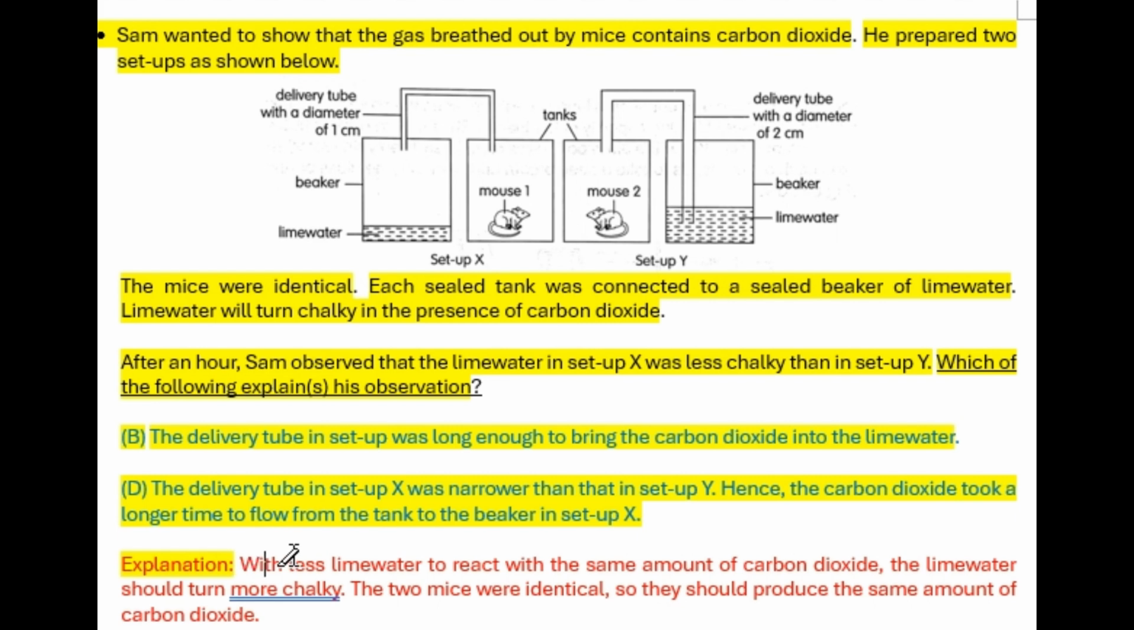Explanation: with less lime water to react with the same amount of carbon dioxide, the lime water should turn more chalky. The two mice were identical, so they should produce the same amount of carbon dioxide.